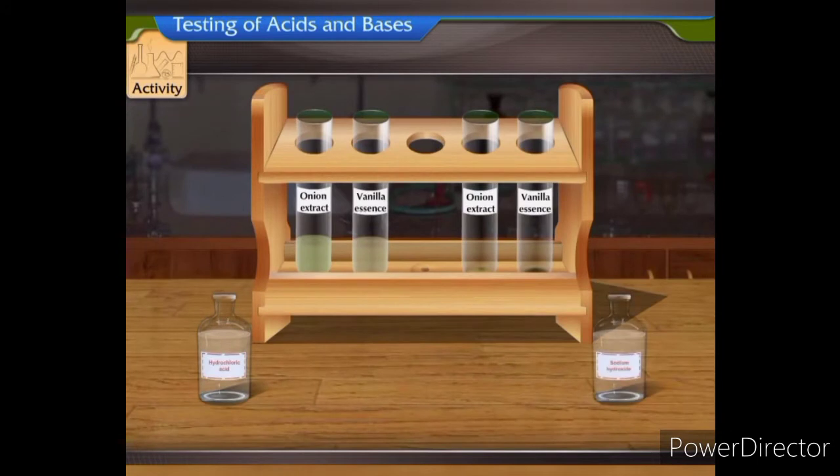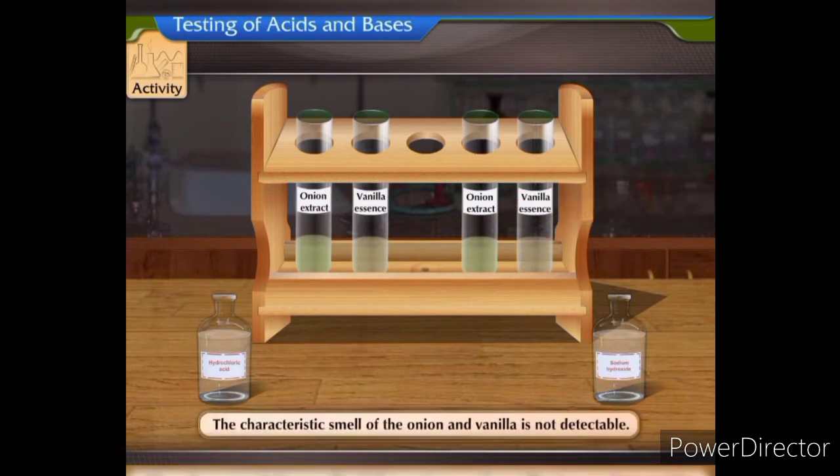But when sodium hydroxide is added to test tubes containing both these substances, the characteristic smell of the onion and vanilla is not detectable. This can be used as a test for acids and bases.